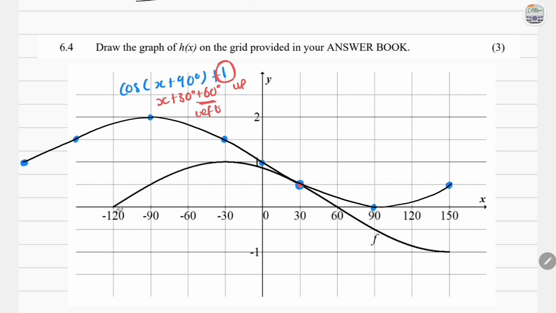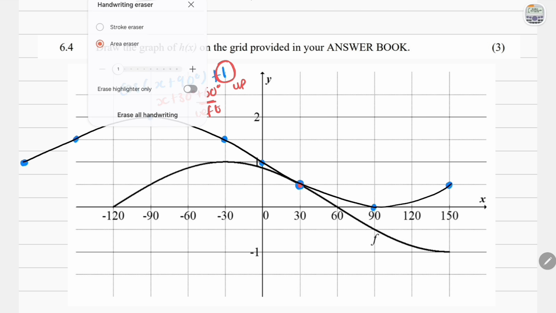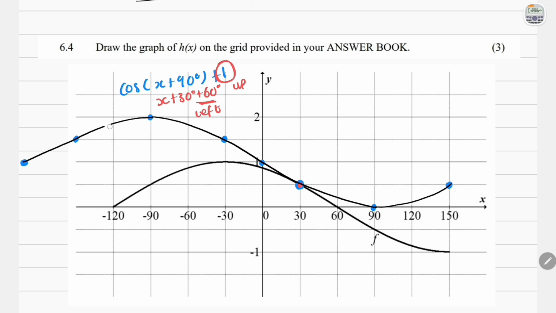But just remember that your interval is from negative 120 degrees to 150 degrees. So you can just cut that part off. So I will literally just take that and from 120, cut that part off. And we don't have that. Okay, so this is what our graph looks like. And this is the graph of h.